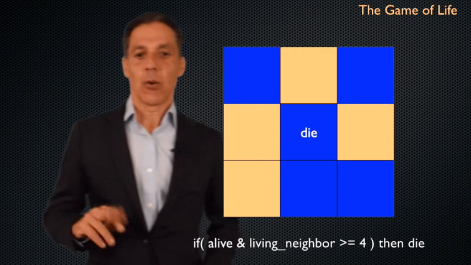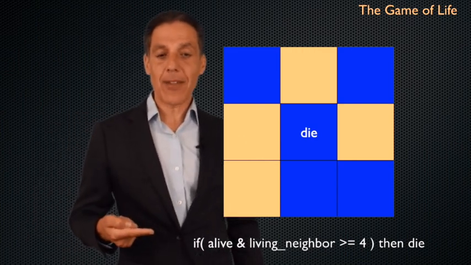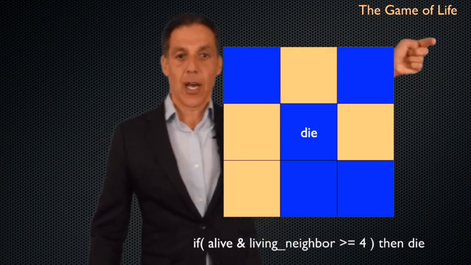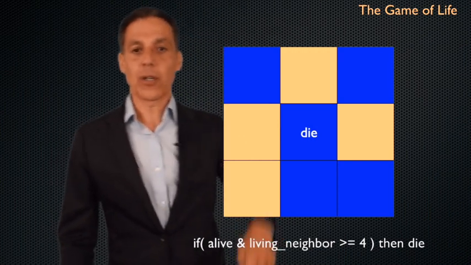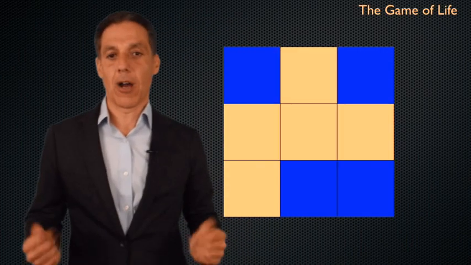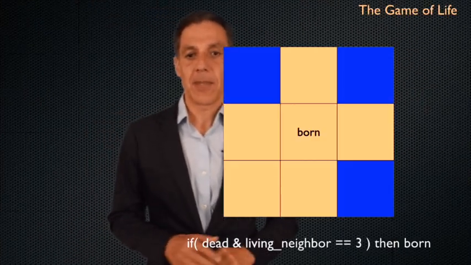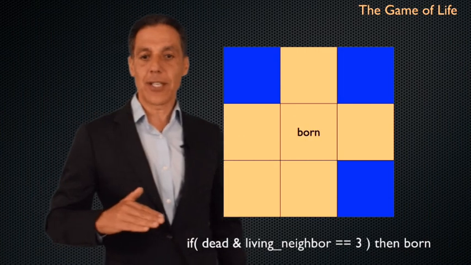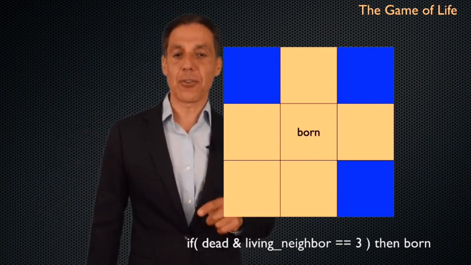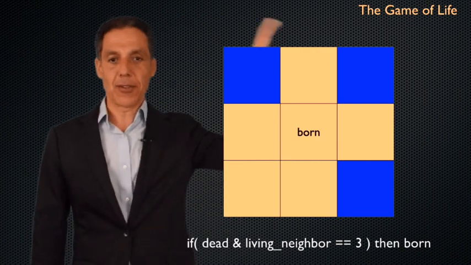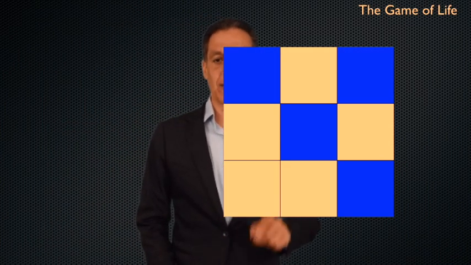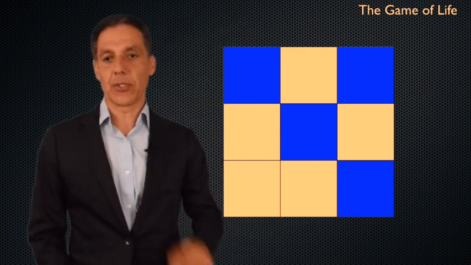Rule number 3, if I'm alive and the number of living neighbors is greater than 4, here I have 1, 2, 3, and 4, and then on the next iteration, next generation, I'm dead from overcrowding. And the last rule is if I'm dead, I'm rendered in yellow in the center, and exactly 3, any 3, doesn't matter whether these 3 or any other 3 are alive, then I'm reborn on the next generation, and I go from yellow to blue.